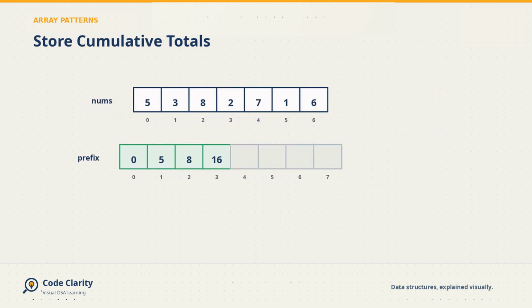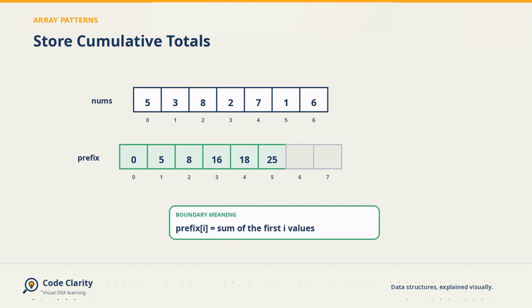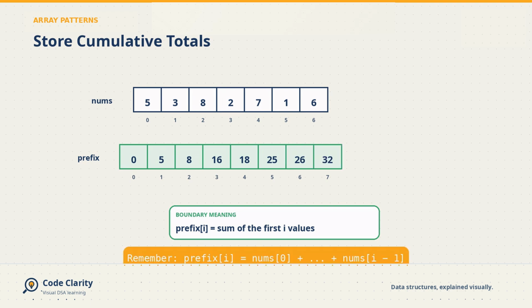Start with 5. Add the next value and the total becomes 8. Add 8 and it becomes 16. Each new total reuses the previous total and adds only one number. These cumulative totals form a prefix sum. We will place a 0 before them. Then prefix[i] means the sum of the first i values. That one extra 0 gives every range the same formula, even when the range begins at index 0.